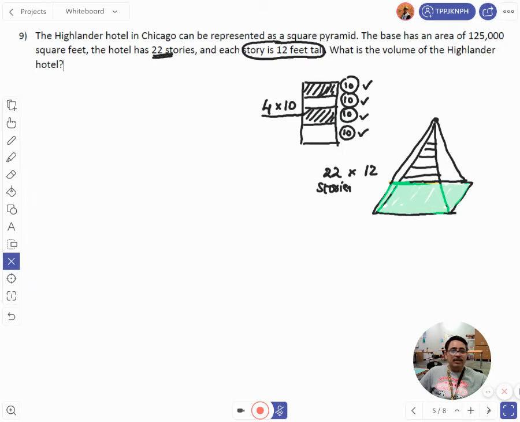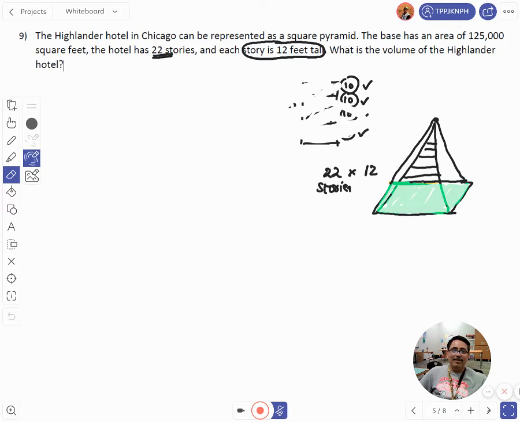Therefore, let me remove this example first. Oh my gosh. Okay. I don't know how to delete this one. Okay, let me take the eraser. Not bad. Not a bad idea.